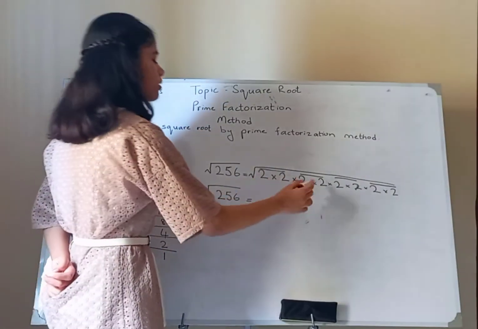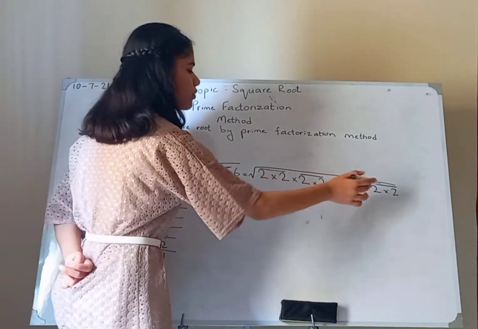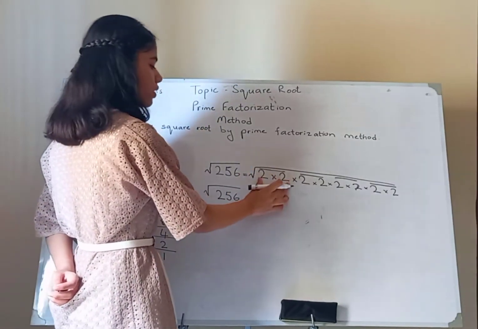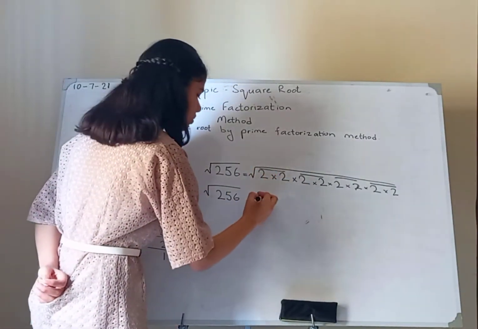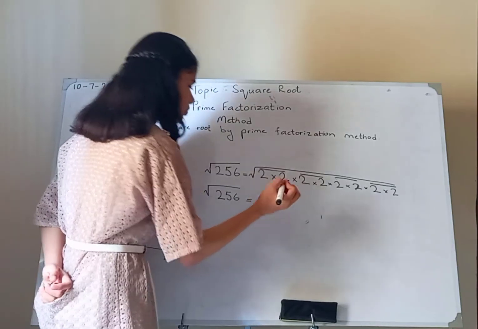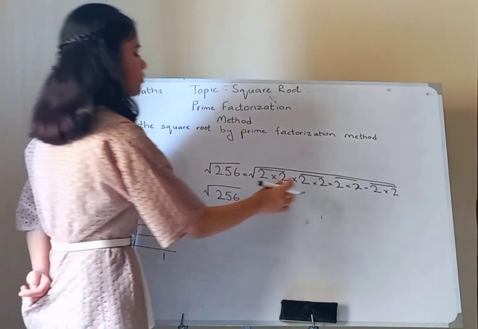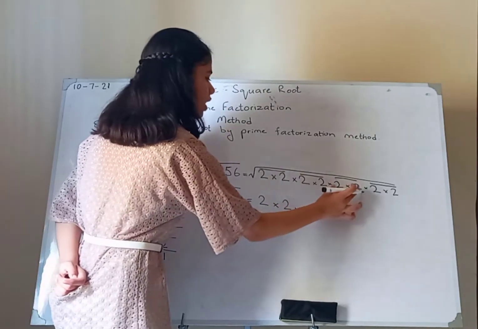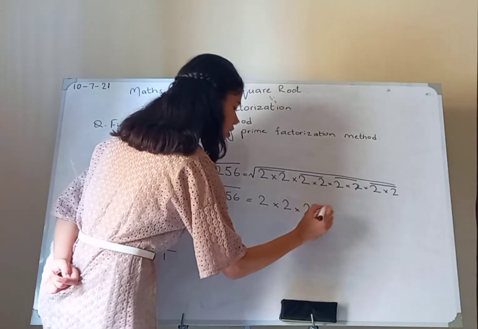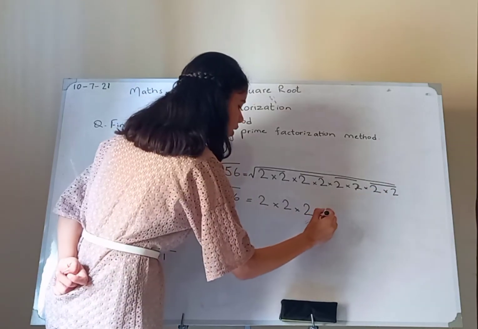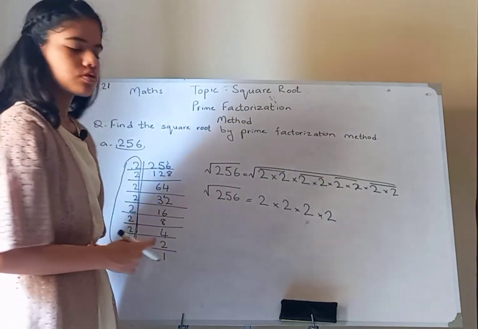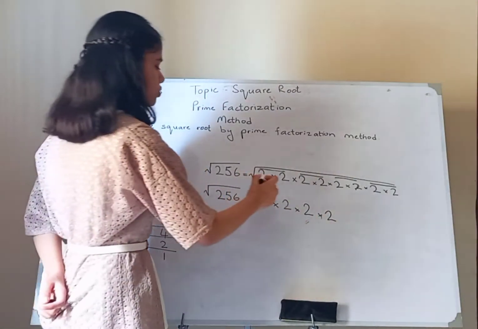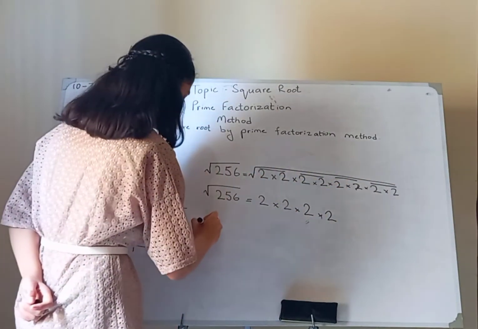Just like there are 1, 2, 3, 4 pairs, from this one pair we are going to write one number. From this pair we are going to write one number. Again from this pair we are going to write one number, and from this pair we are going to write one number. So now it's short to multiply them all, because it's too long to multiply them all.